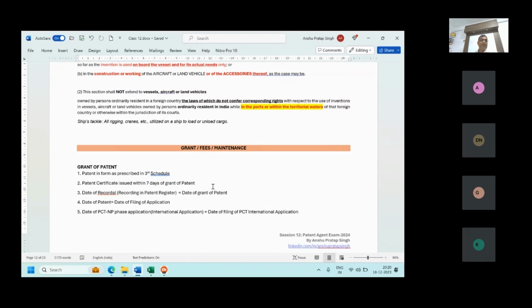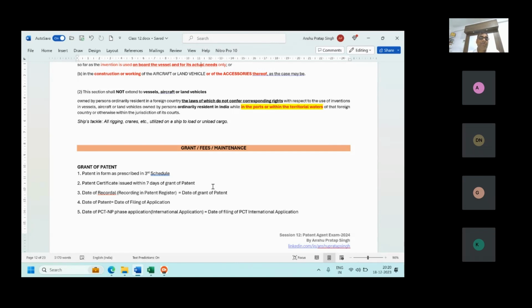Once a patent is granted, it is granted in the prescribed form in the Third Schedule. This question can come: where is the form of patent prescribed? Third Schedule. The patent certificate is issued within 7 days of grant of patent. What is the date of recorder? Recording in the patent register is called the date of recorder. It is the same as the date of grant of patent.